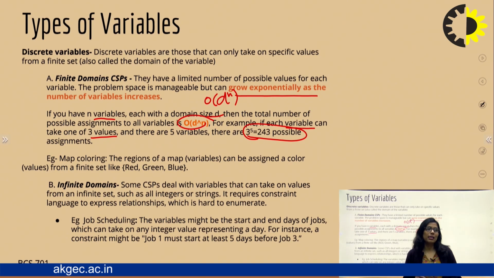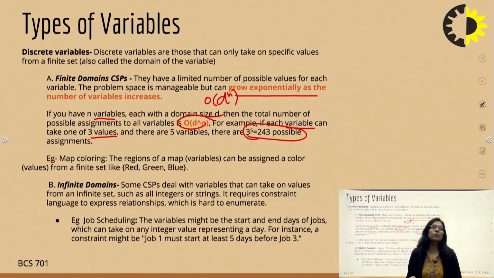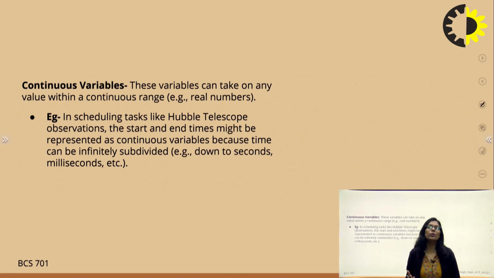So these are the various types of variables that we have in a CSP, that is discrete variables as well as continuous variables. In discrete variables, we have finite domains, in which the domain of my CSP is limited, whereas infinite domains can have any integer values. In continuous variables, we can have any real numbers.